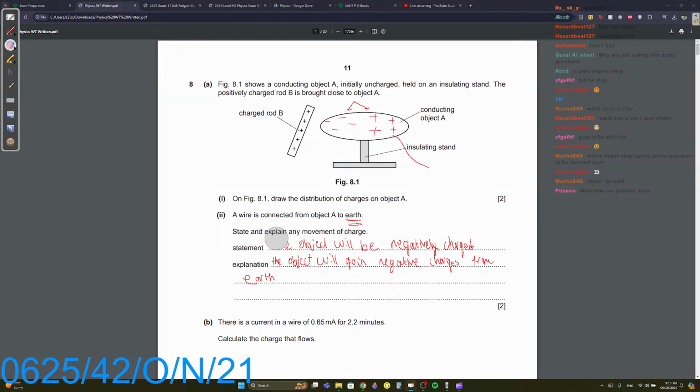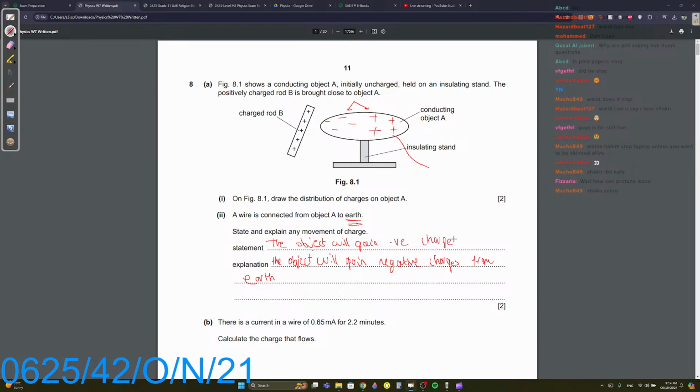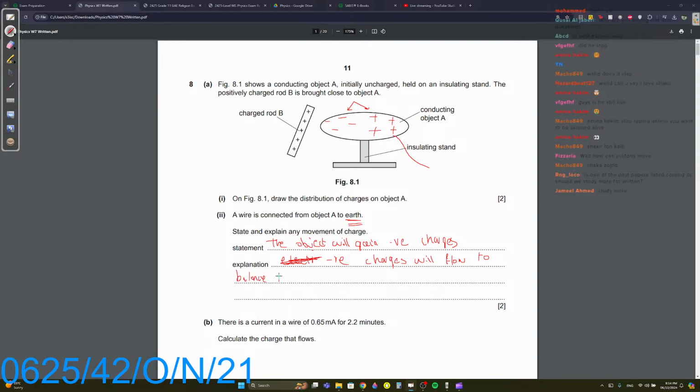So the way they're saying it is, what's gonna happen is that the object will gain negative charges. Why would it gain negative charges? Because electrons, or you could say instead of electrons, negative charges will flow to balance the excess positive charge. Okay.